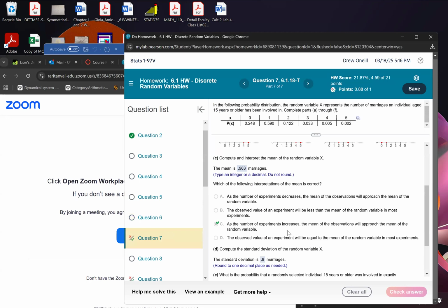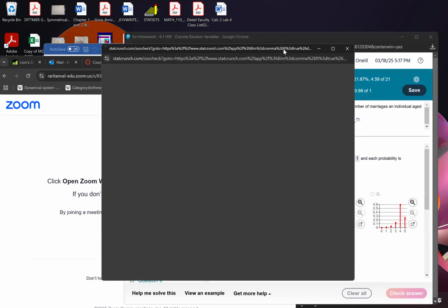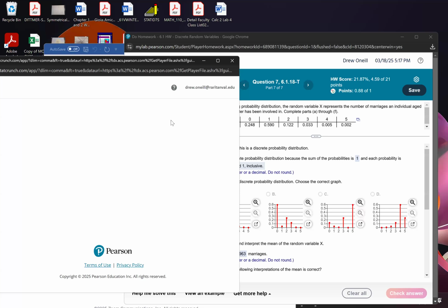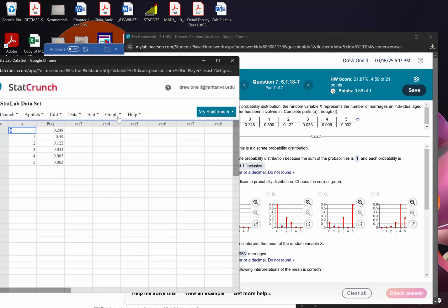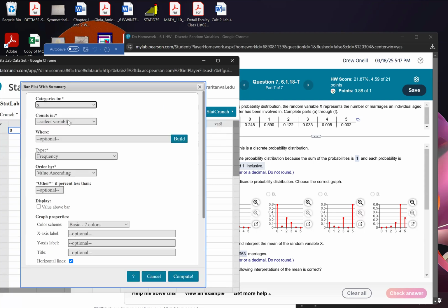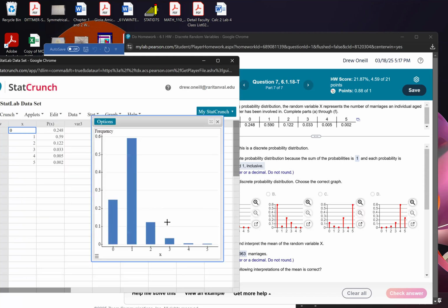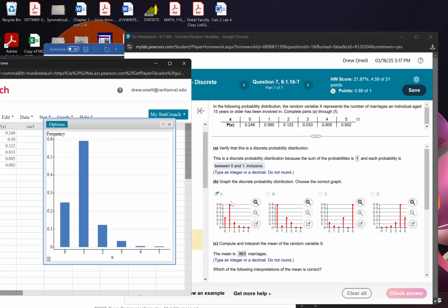So I found a really awesome way to do this problem using StatCrunch. For part B, rather, part A is just asking the definition. Part B wants a plot. So go to open the data, go to bar plot with summary. Categories is X, counts is P of X, and hit compute. And it's not a perfect match, but you can see that this is going to match part A. That's how we got this one.